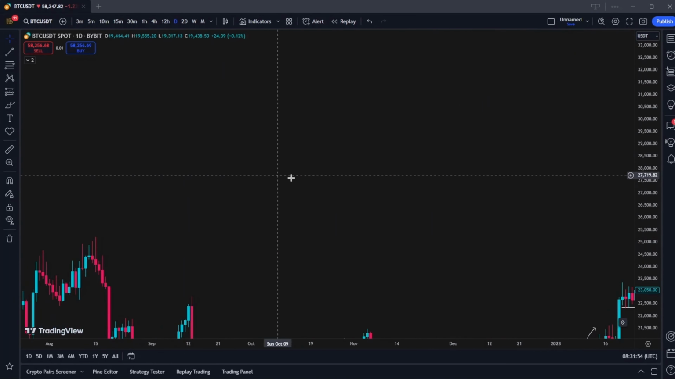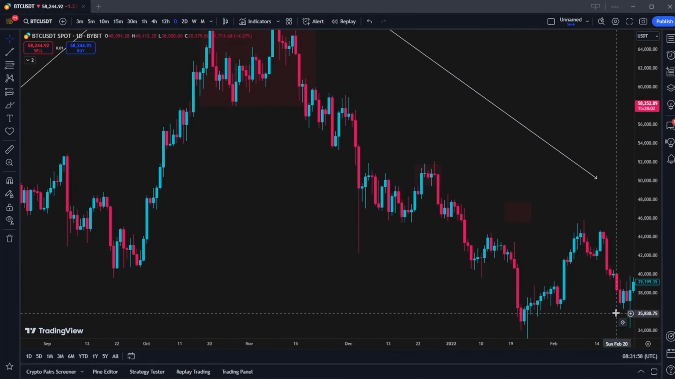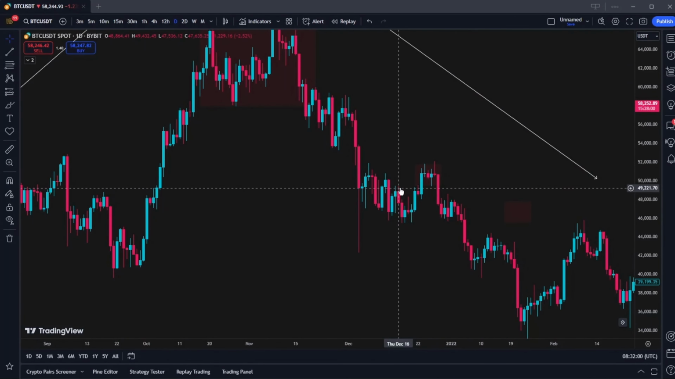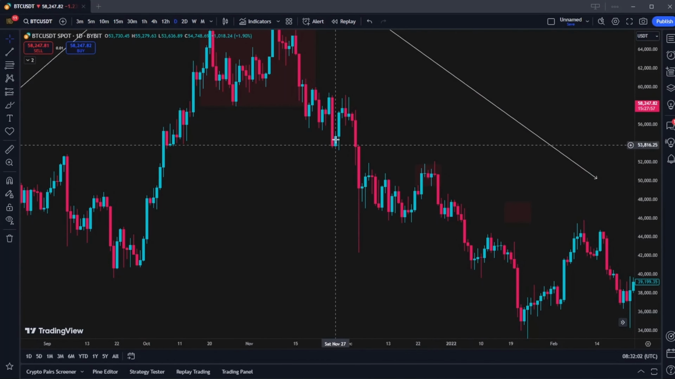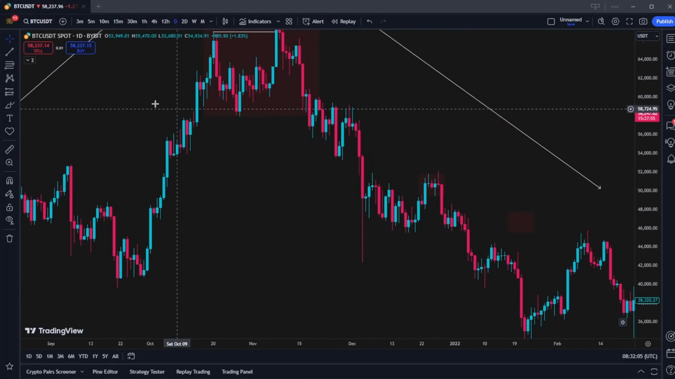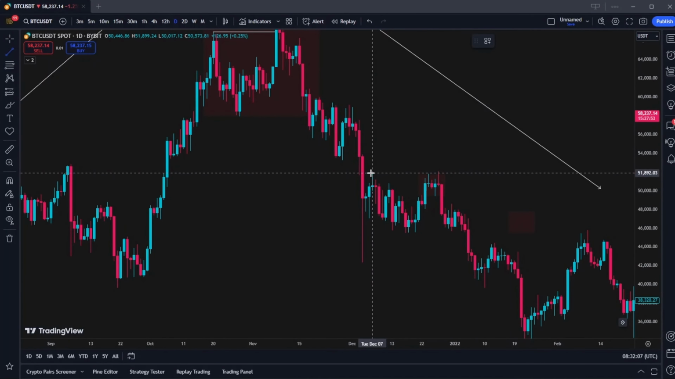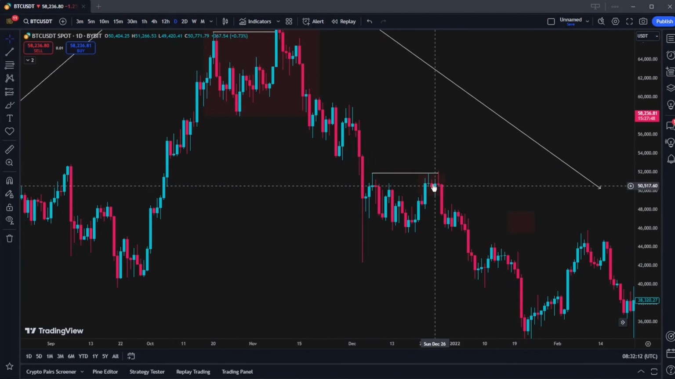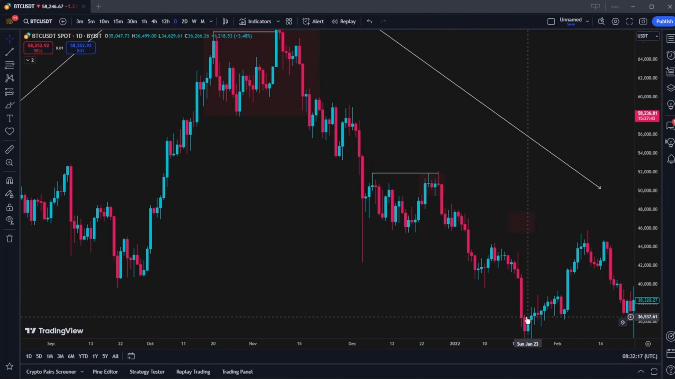Then for the redistribution, it's quite similar. We need to observe for signs of smart money manipulating the market to clear liquidity before continuing the downtrend. So here, for example, we had some highs. You can see we cleared these highs. It gave the smart money liquidity to distribute their assets again, and we continued the downtrend.